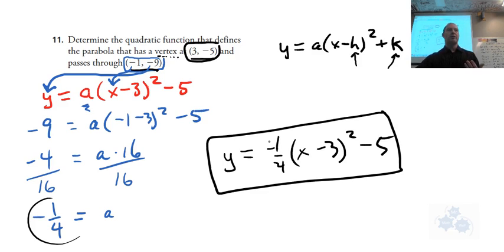But how would you check this tomorrow in the quiz or in the test, if you're not sure? How would you check to see if this is your right answer? You can do it fairly quickly. You can graph it. You can graph this on your graphing calculator and check to see if this is the vertex and if this is the point that it passes through. So let's just do that real quick.